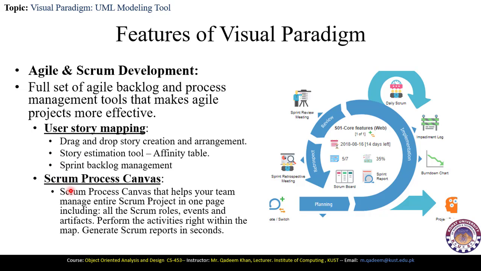After creating the user stories, we require Scrum process canvas creation. The Scrum process canvas helps our teams manage an entire Scrum project on one page, which includes the Scrum roles. Roles means the people involved in the Scrum development, events means certain tasks, and artifacts means the different components which are required to be developed. Performing the activities right within the maps, which generates Scrum reports in seconds, is in fact possible only with Visual Paradigm.